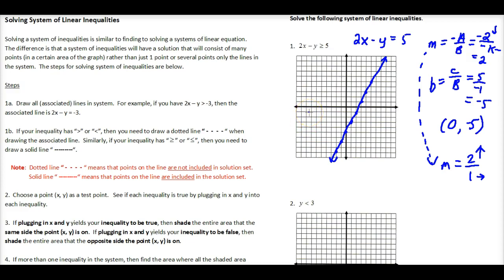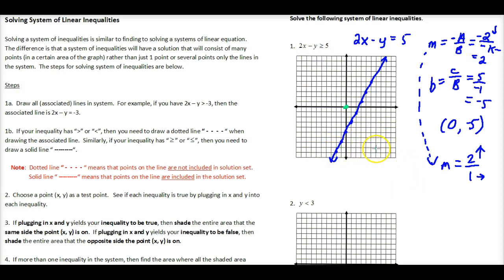So now that we know what's going on here with the line, we can now pick a test point. So I'm going to come here and put this in yellow. I'm going to pick the test point 0, 0. Okay. I think I'll make that another color. So let's make that green. Yeah, so our test point is going to be 0, 0, and what we want to do now is plug in 0, 0 into our particular inequality.